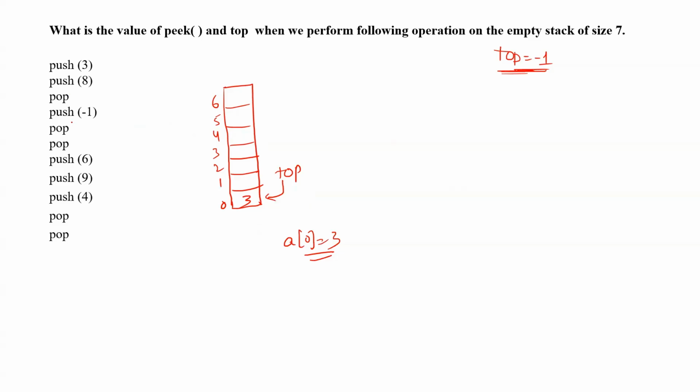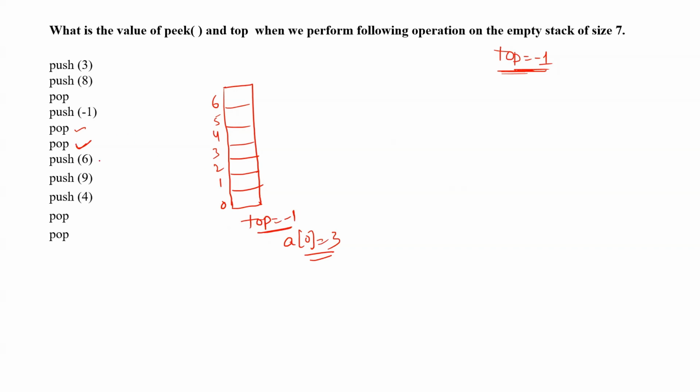The next element inserted is minus 1. First, I will increase the value of top. The top value will become 1. Then, a of 1 will become minus 1. Next is the pop operation. For the pop operation, again the last element, that is minus 1, will be deleted. And the value of top will point to the index 0. Again, the pop operation is there. Again, the value 3 will be deleted. The value of top will become minus 1. You can see here the index is minus 1, which means the stack is empty.